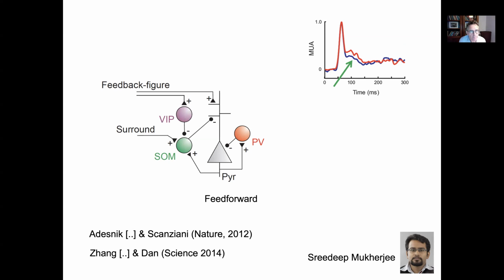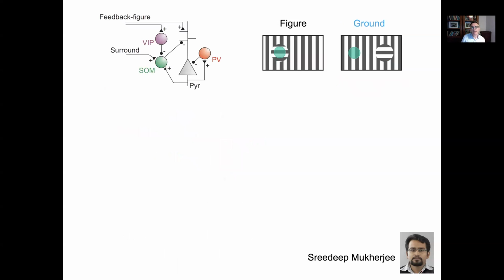And then you have a very special species of interneuron, the so-called VIP neuron, that inhibits the somatostatin cell. And it has been proposed to basically inhibit this surround suppression. So it might be a disinhibitory influence that takes away some of the somatostatin inhibition at the location of the figure. So that's what we tested.